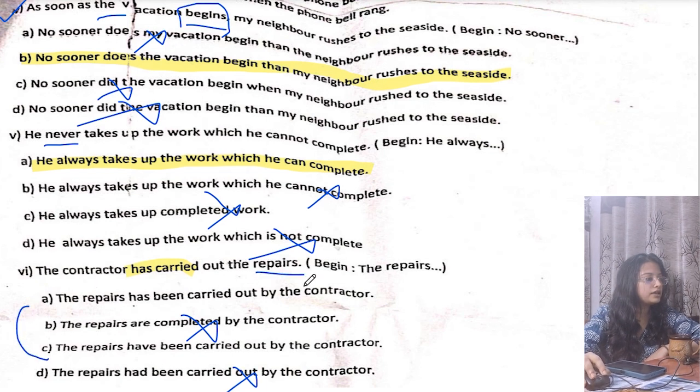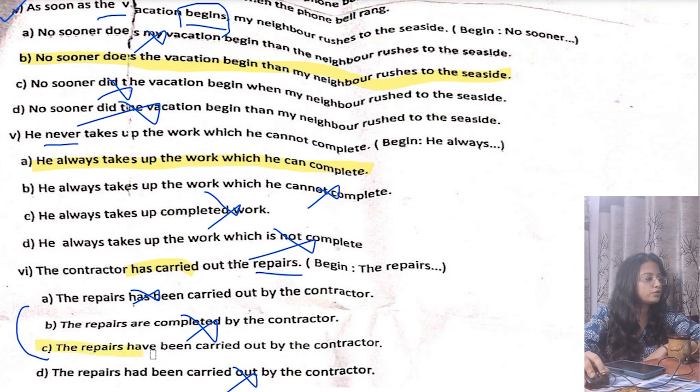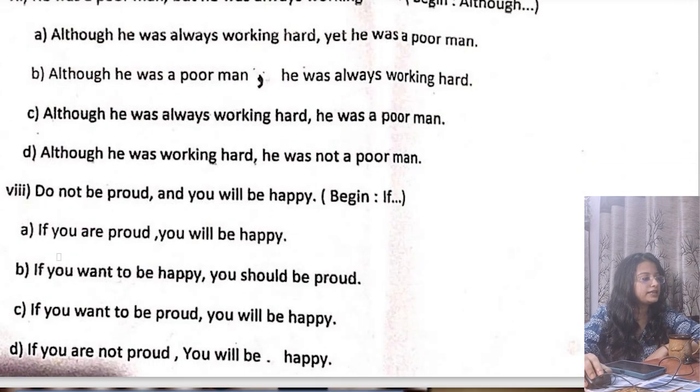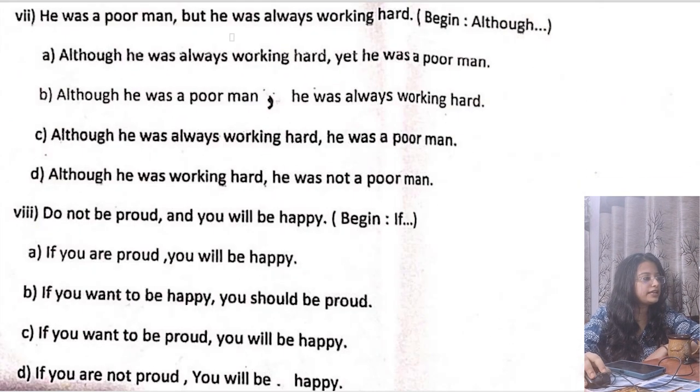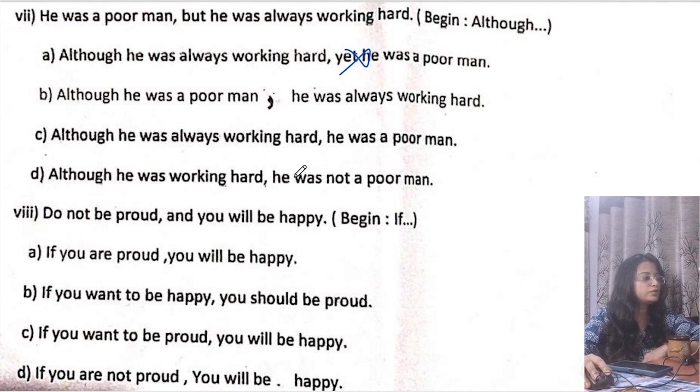Now let's check. Repairs is plural, right? So it cannot have has, which is for singular. The only correct option over here is C. See how fast you can strike out and find out which one is the correct answer. Next, number 7 and 8. He was a poor man, but he was always working hard. Although he was always working hard, yet, we don't use although and yet together, incorrect. Although he was a poor man, he was always working hard, can be correct. Although he was always working hard, he was a poor man.